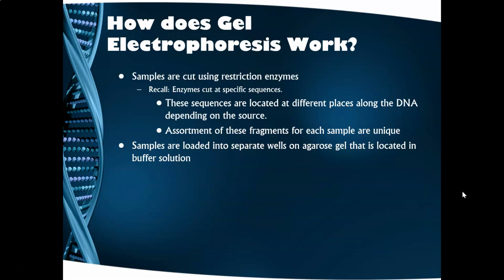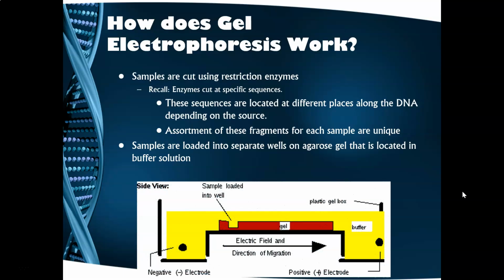So, like I said, we'll initially cut that sample with those restriction enzymes. Remember, those enzymes are going to cut at specific sequences. So let's assume we're working on a mugging case, right? So a person gets mugged, they happen to get their attacker to scratch them, so they've got some of their attacker's cells under their fingernails.